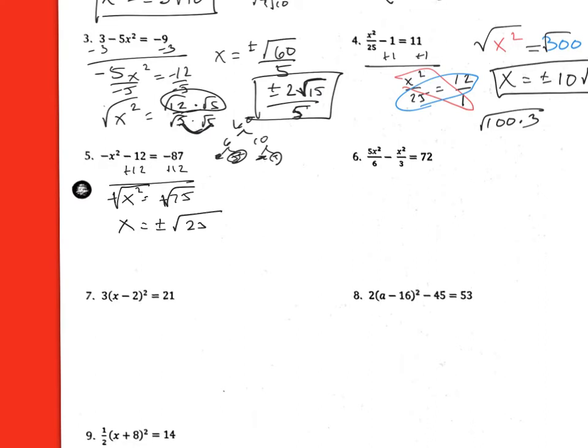75 is 25 times 3. So we can take the square root of 25 out as a 5. Don't know the square root of 3.